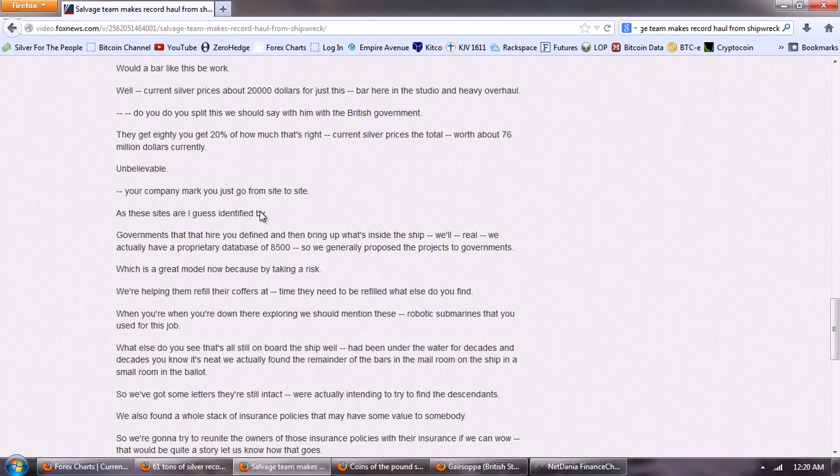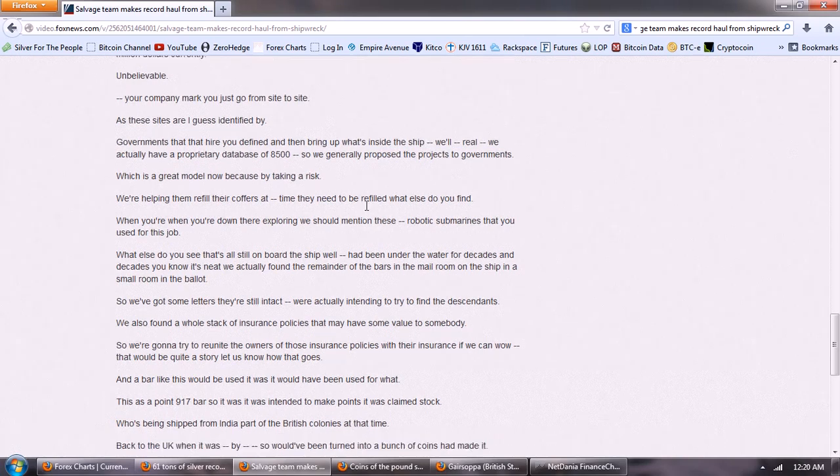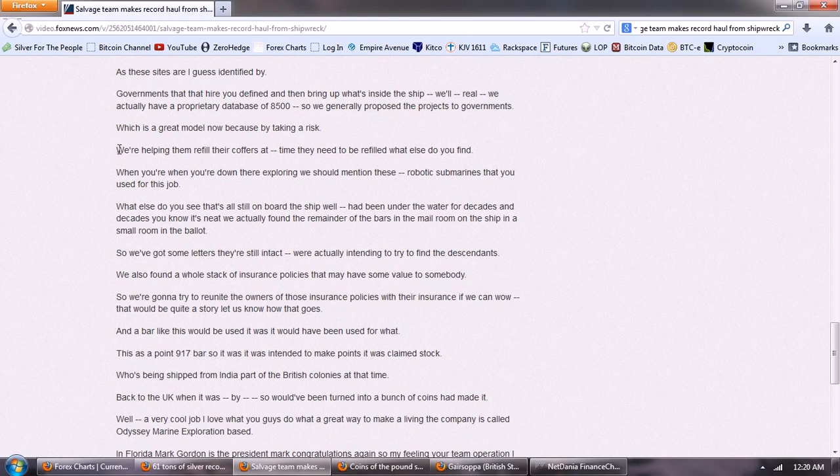That's right, current silver prices, the total worth about $76 million currently. Unbelievable. Your company, Mark, you go from site to site, as these sites, I guess, are identified by governments that hire you, and then bring up what's inside the ship. Well, and then he answers, we actually have a proprietary database of 8,500, so we generally propose the projects to governments, which is a great model because by taking a risk, we're helping them refill their coffers at a time they need to be refilled.